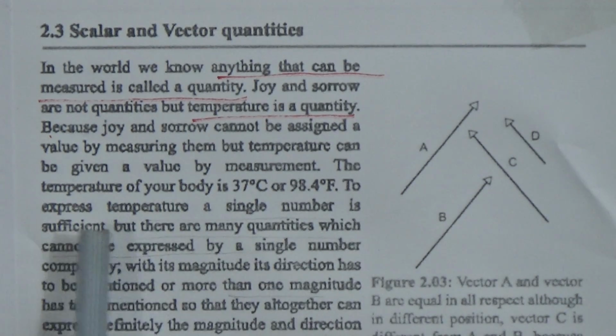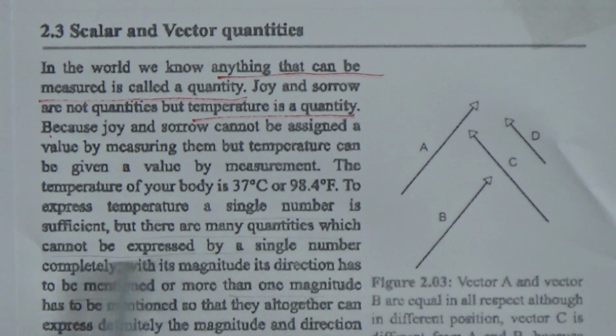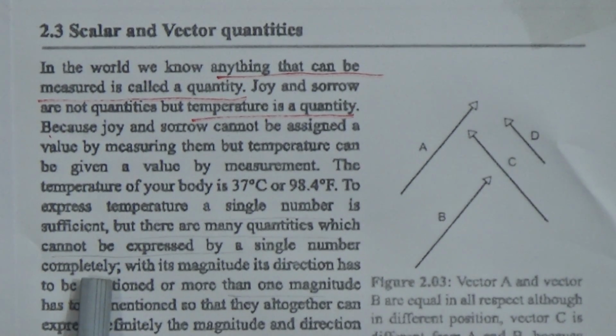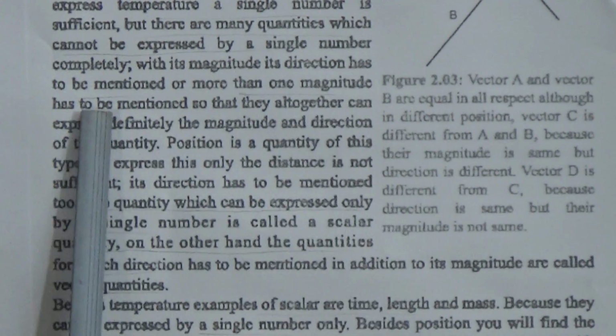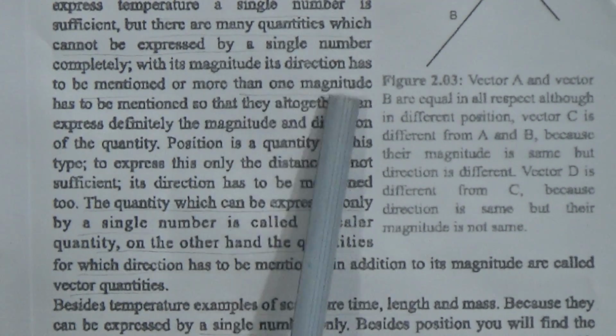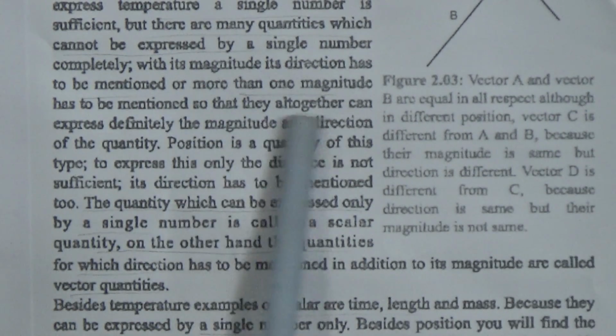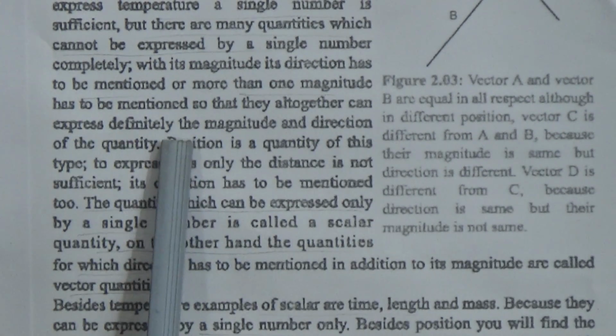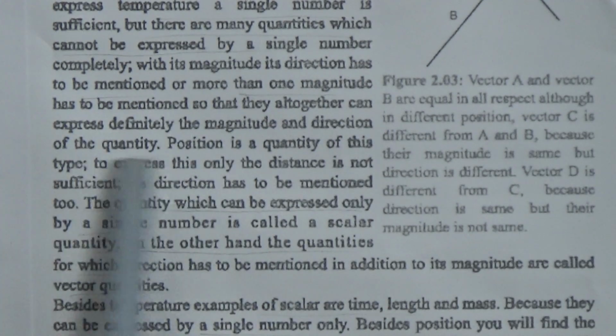Okay, the temperature of your body is 37 degree centigrade or 98.4 degree Fahrenheit. To express temperature, a single number is sufficient, but there are many quantities which cannot be expressed completely by a single number. With its magnitude, its direction has to be mentioned, or more than one magnitude has to be mentioned, so that they all together can express definitely the magnitude and direction of the quantity.